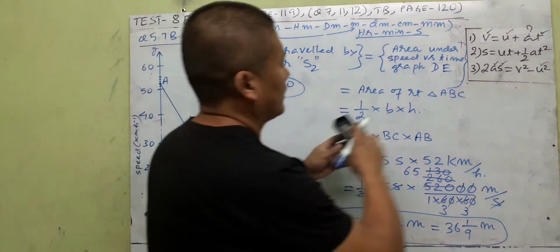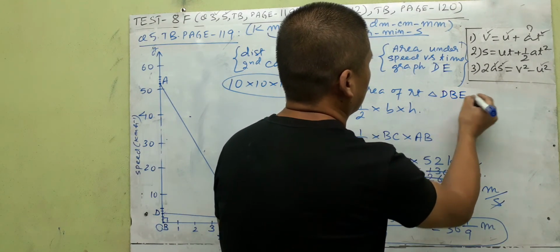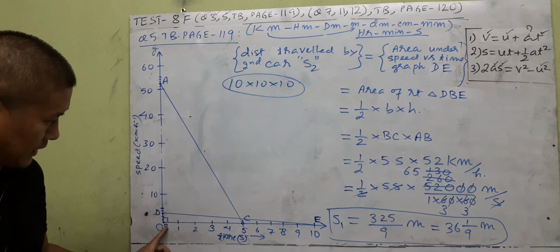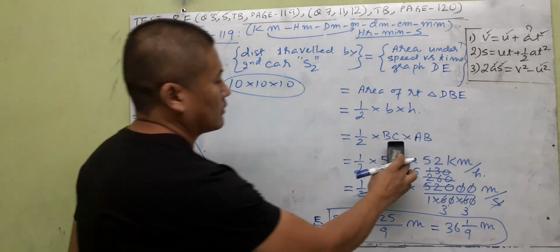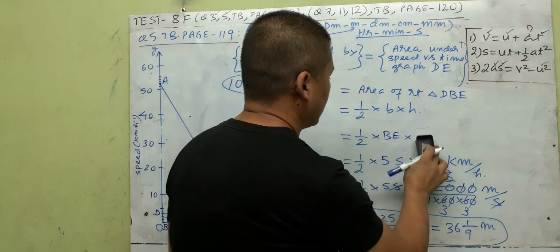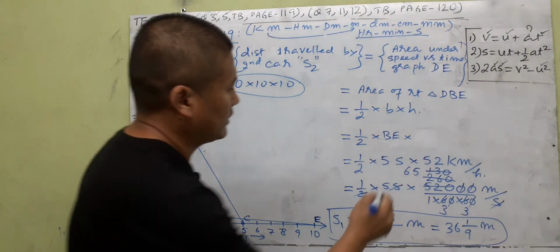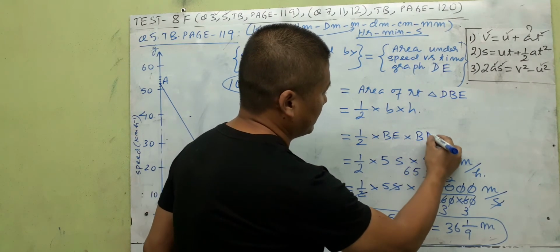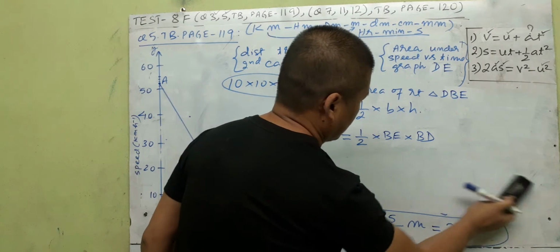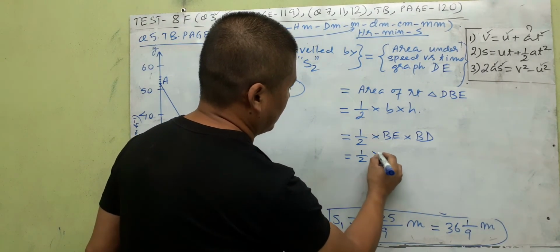So we write here triangle DBE. Half into the base and the height, but this time the base is BE. So we write here BE instead, multiplied by height, this short one here, DB. So either DB or BD, whatever you like, same. This portion has to be removed. So let us write that will be equal to half into BE.